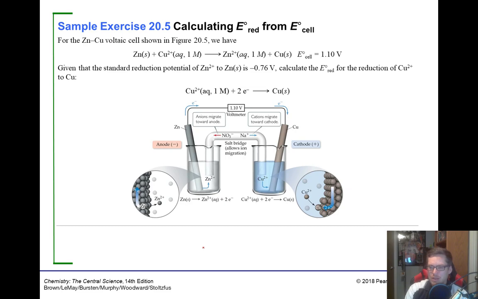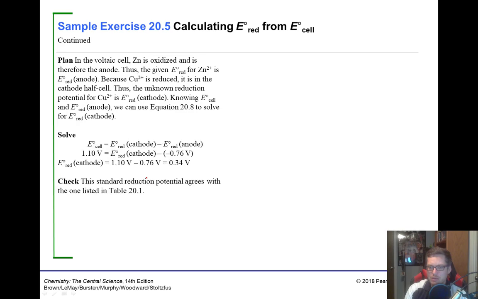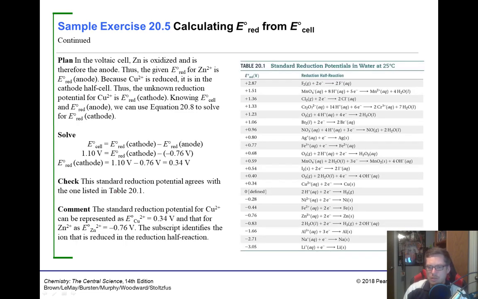So, for the zinc-copper voltaic cell shown in Figure 20.5, we have this overall reaction, and the E cell equals 1.10. Given that the standard reduction potential of zinc is 0.76, calculate the reduction potential for the reduction of copper 2+ to copper. All right, all we have to do here is work a little backwards. That's exactly what they're going to do here.